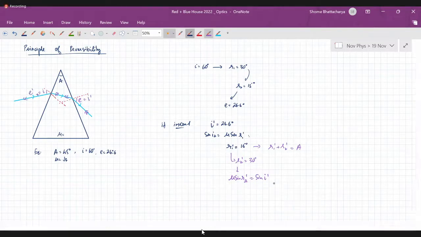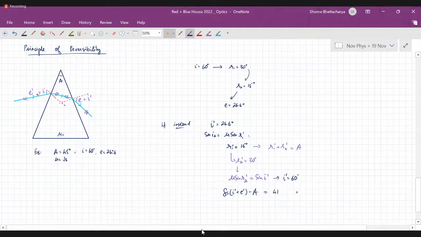So when we take it in reverse, the deviation we'll see will again be the same. So this is true for any set of values. Okay. Hence, just make a note of this.